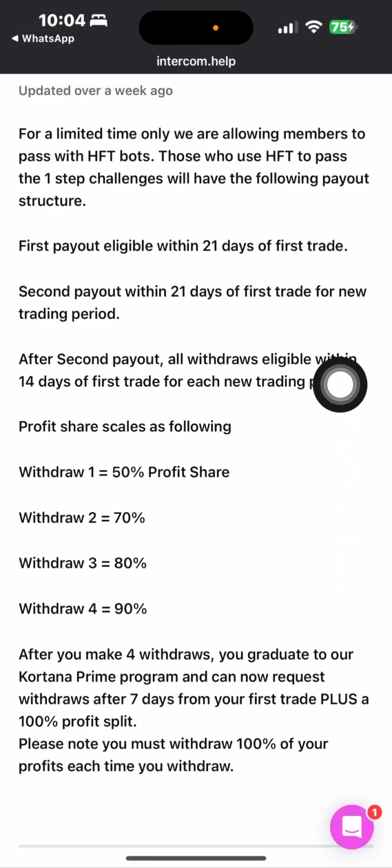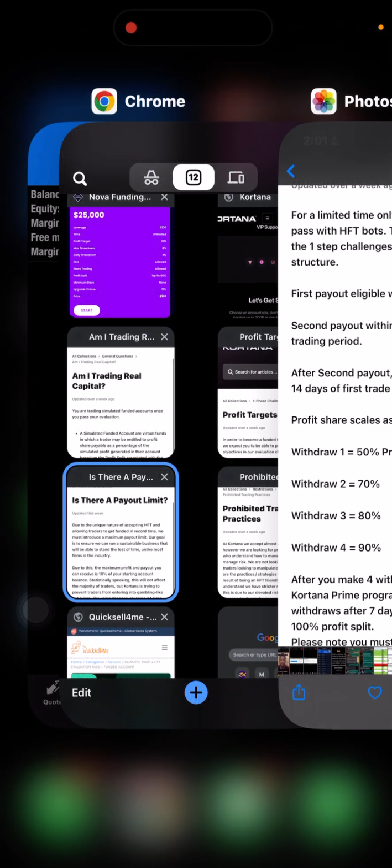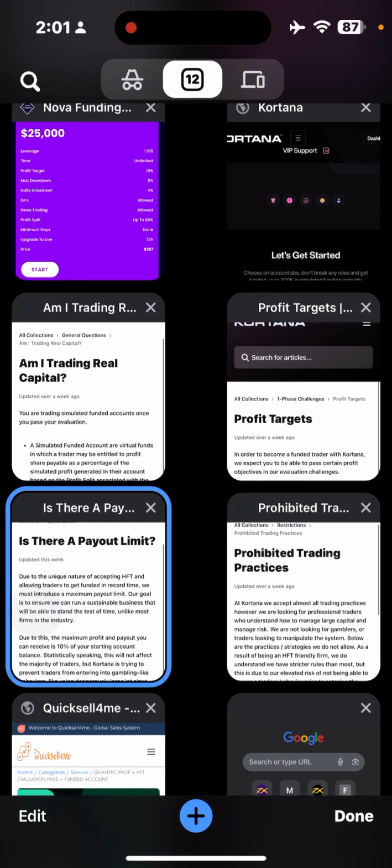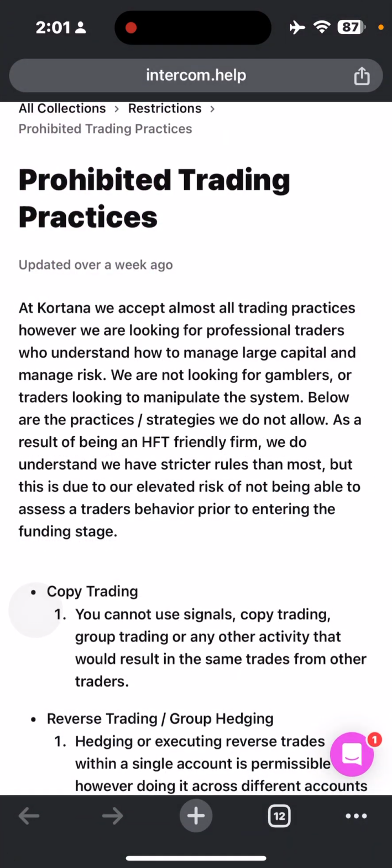Now, in the first month, any amount you make, they will share the profit 50-50. Like 50 goes to you, 50 goes to them. In the second month, 70% goes to you, 30 goes to them. In the third month, 80% goes to you, 20 goes to them. In the fourth month, 90% goes to you, and 10% goes to them. So that is just how it actually works. So I've given you the payout.